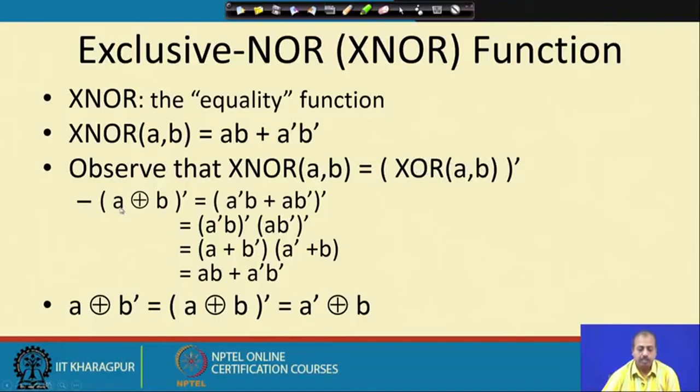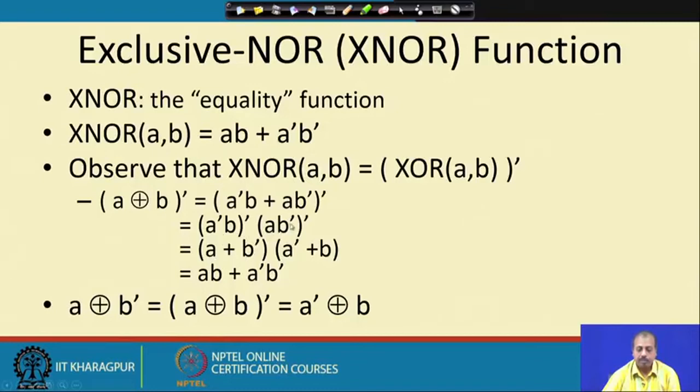So, how do we prove it? This XNOR is nothing but A XOR B whole bar. Okay. Now, A XOR B is A bar B plus A B bar, whole bar. So, you can apply De Morgan's theorem. So, you get A bar B whole bar and A B bar whole bar. So, A bar B whole bar will give us A plus B bar.